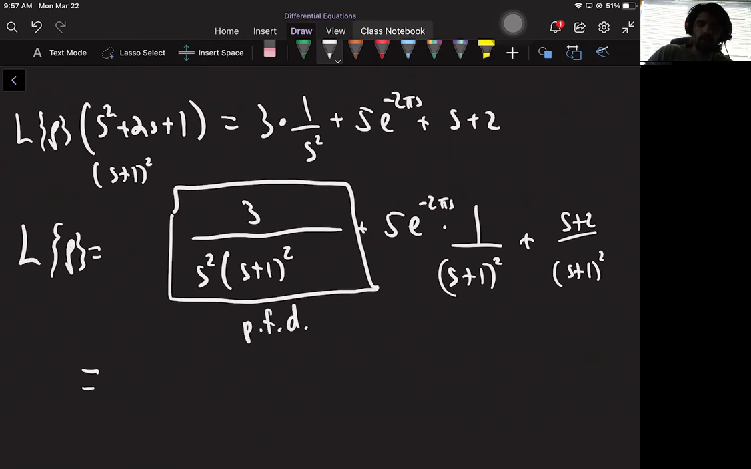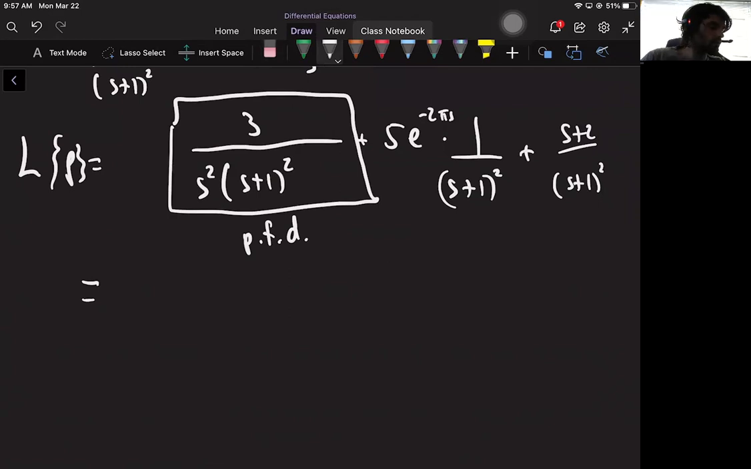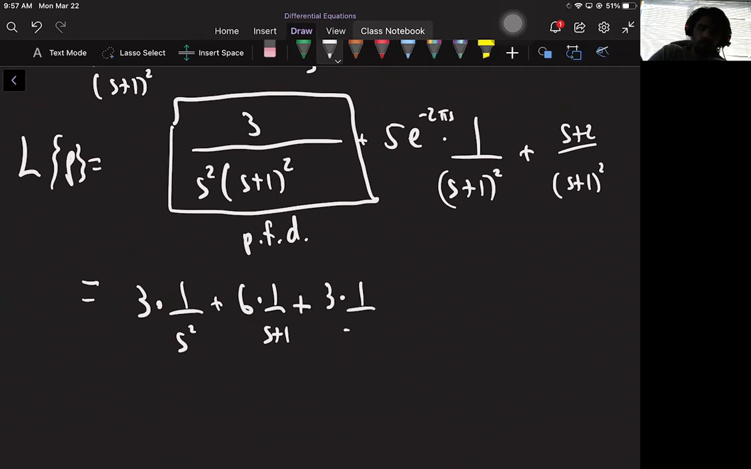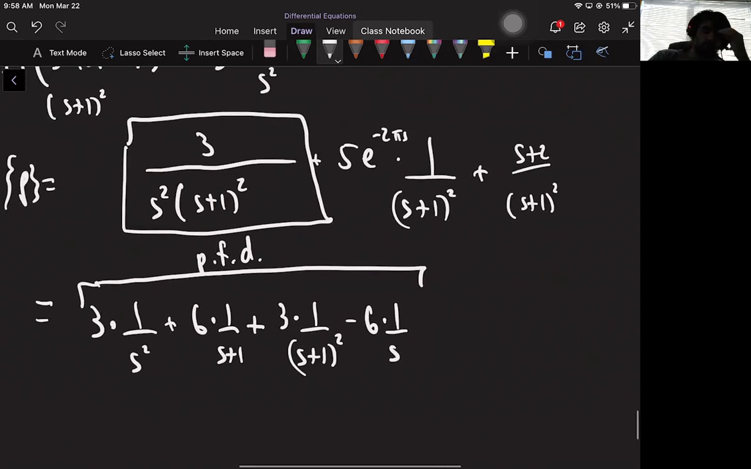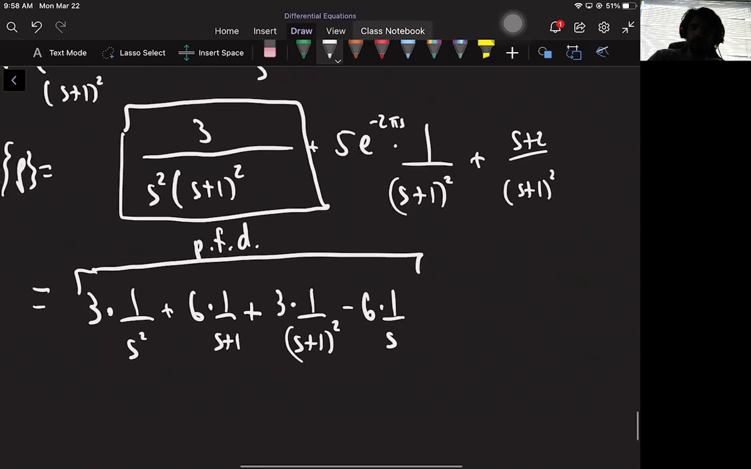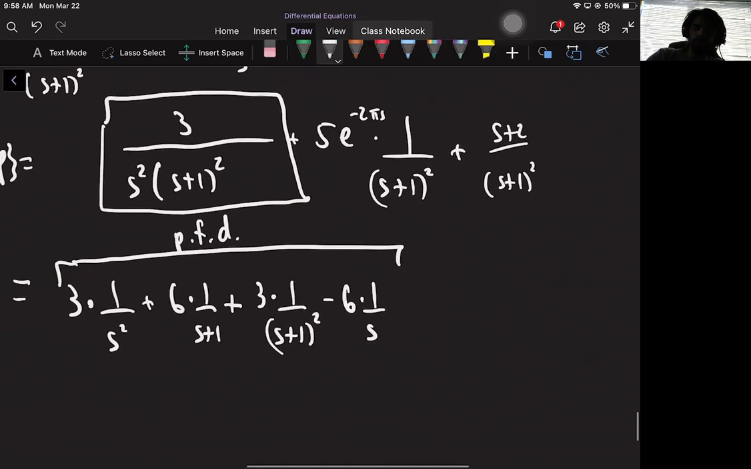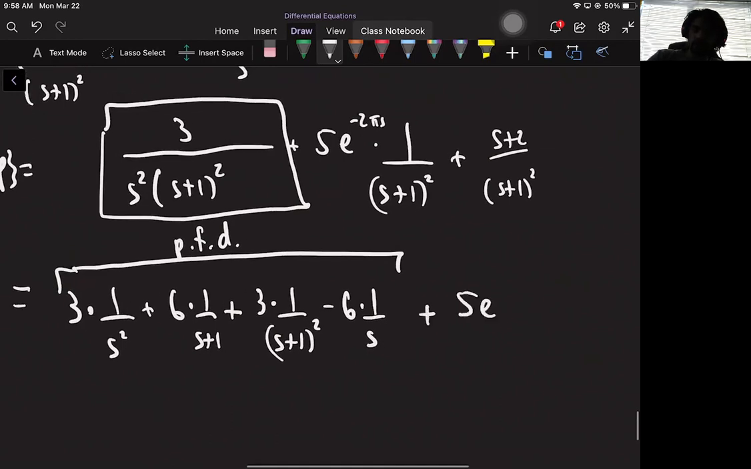I'm just going to plug that in to some partial fraction decomposition tool for me, so I don't have to deal with it. And this will become 3 times 1 over s squared plus 6 times 1 over s plus 1 plus 3 times 1 over s plus 1 squared minus 6 times 1 over s. So that's all this stuff. The trouble is, when you do partial fractions and you have squared terms, you have to remember this trick where you have both the term and the squared term. And so you're going to have 4 terms here if you actually do it manually. Okay, so that's that. This, I'm not going to deal with yet.